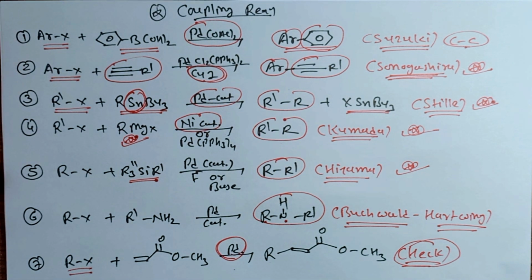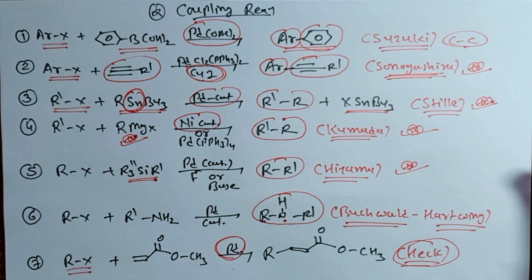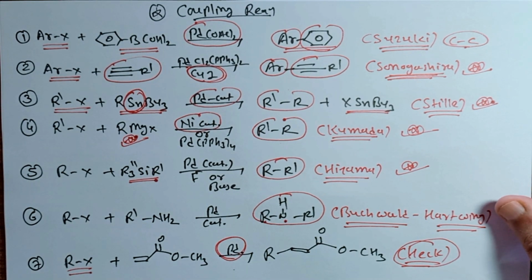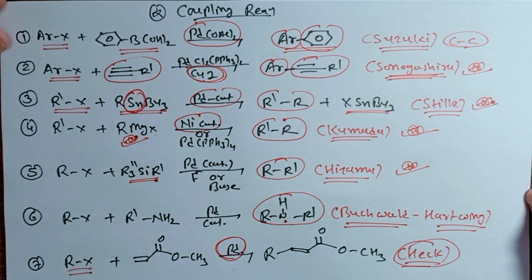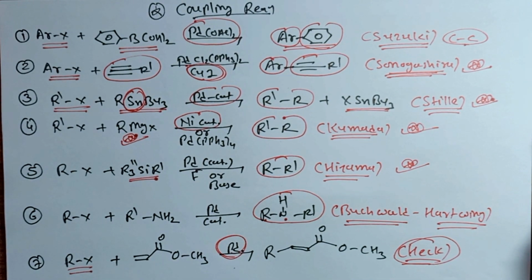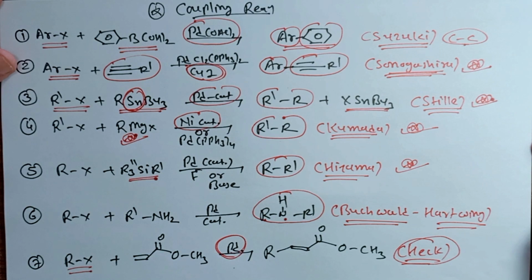Hello dear students. Today we are going to learn a new topic, that is coupling reactions. In MSc Sem 4 you have 7 types of name reactions that are based on the palladium catalyst. So here we have 7 types of reaction. Let us start first with a comparison of the palladium catalyst reactions.